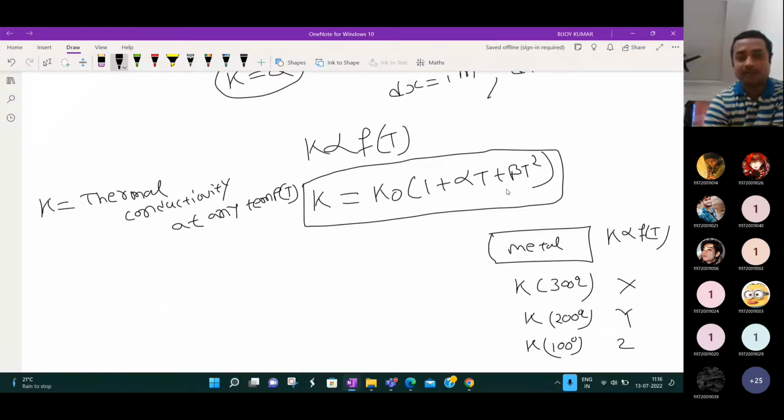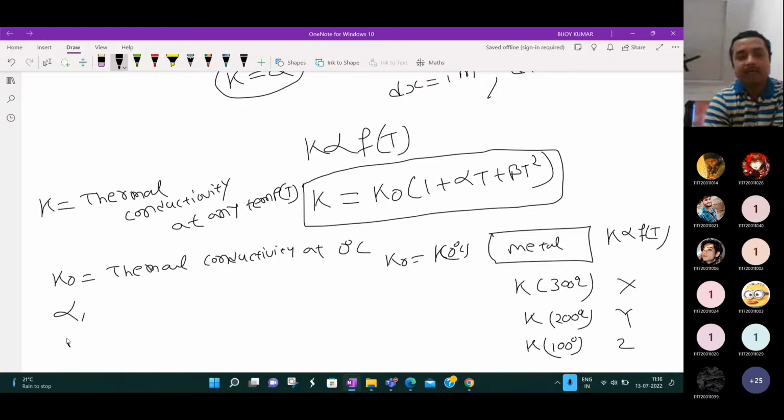That formula is this one, where K0 is the thermal conductivity at 0 degrees Celsius. The thermal conductivity of that material at 0 degrees centigrade, that value is called K0. Alpha and beta are the proportionality constants. These constants depend on the material.